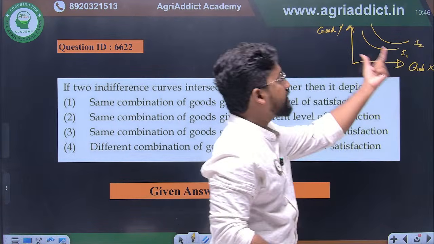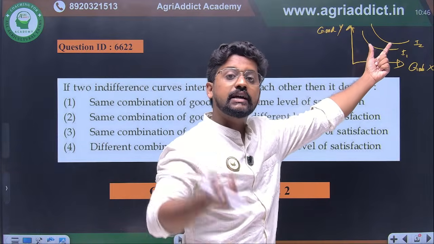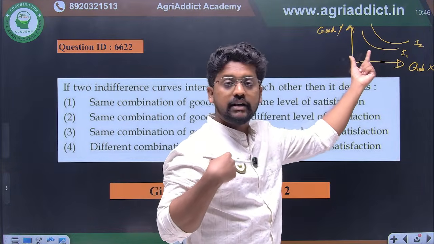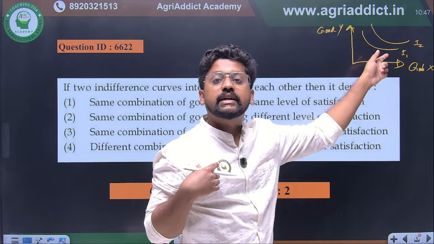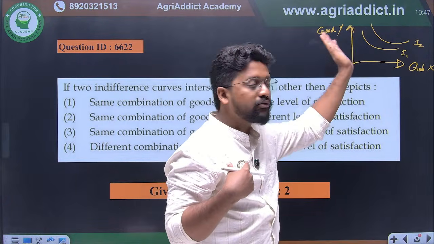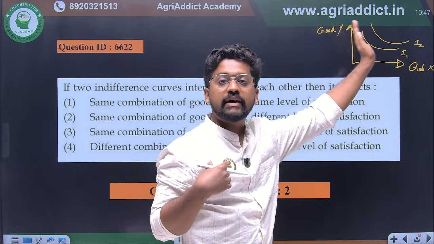So a combination which lies on I2 will yield much more total satisfaction than a combination lying on I1, right? And they never intersect each other. When we are drawing them, one will be placed above the other. Why is this happening? Why?